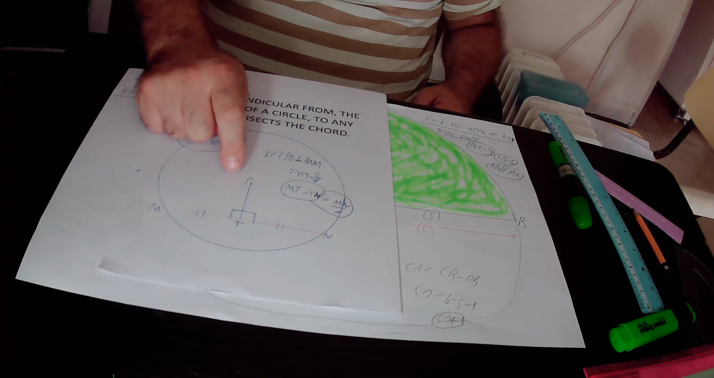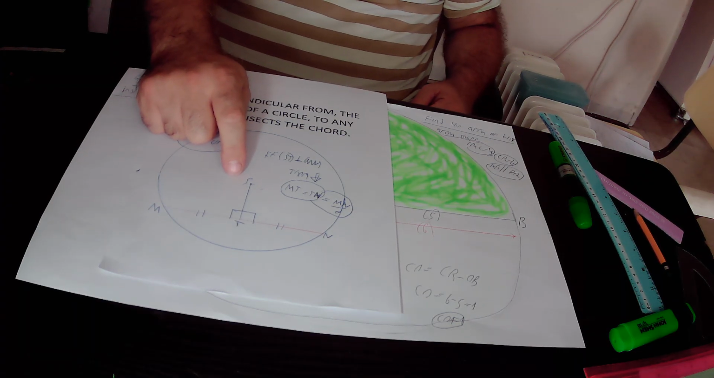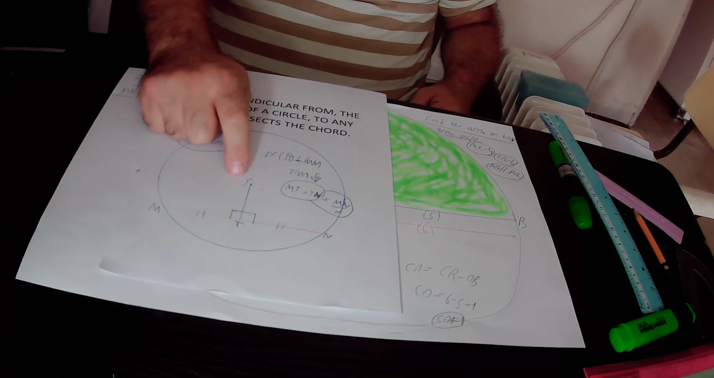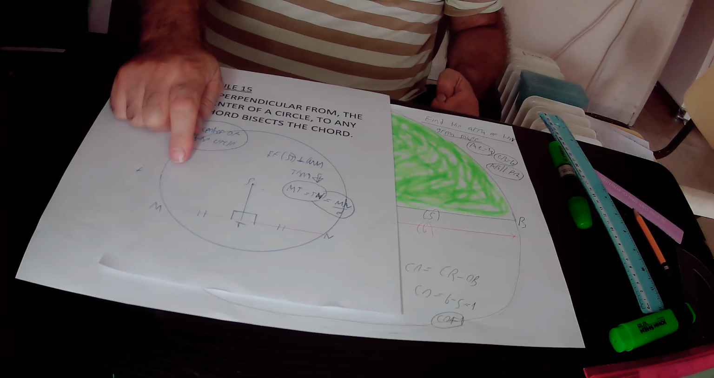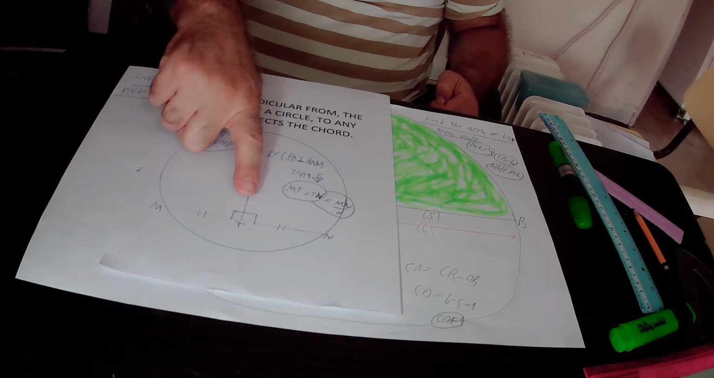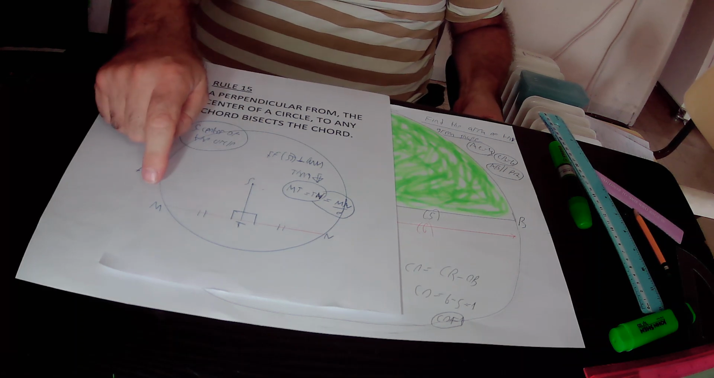This is point S, the center of the circle. From point S we have the perpendicular ST on chord MN. So this angle equals 90 degrees, and this angle also equals 90 degrees according to our construction. And according to rule 15, perpendicular ST bisects chord MN.